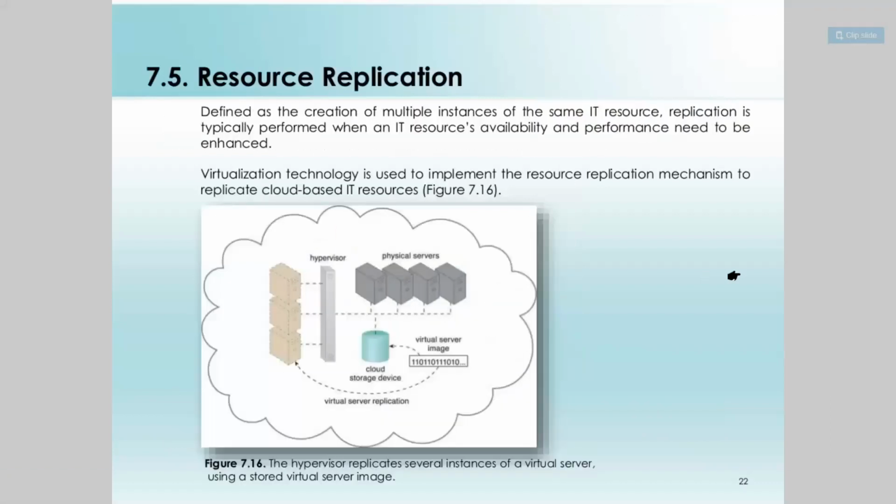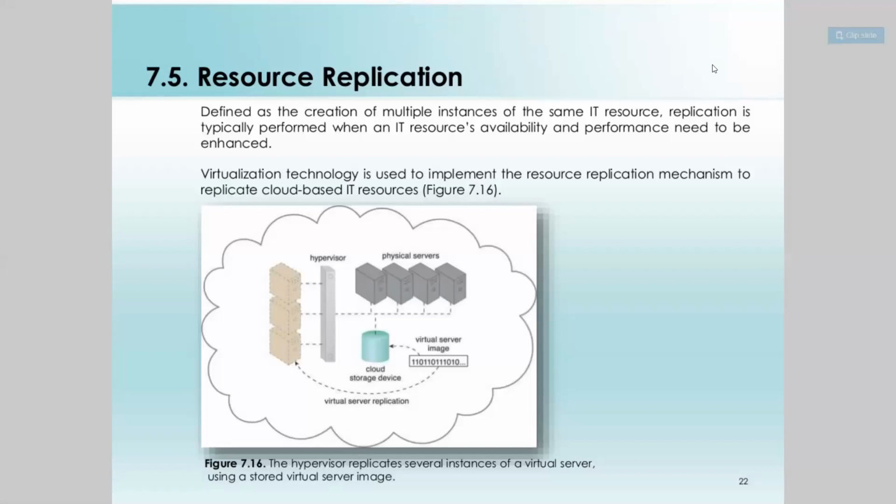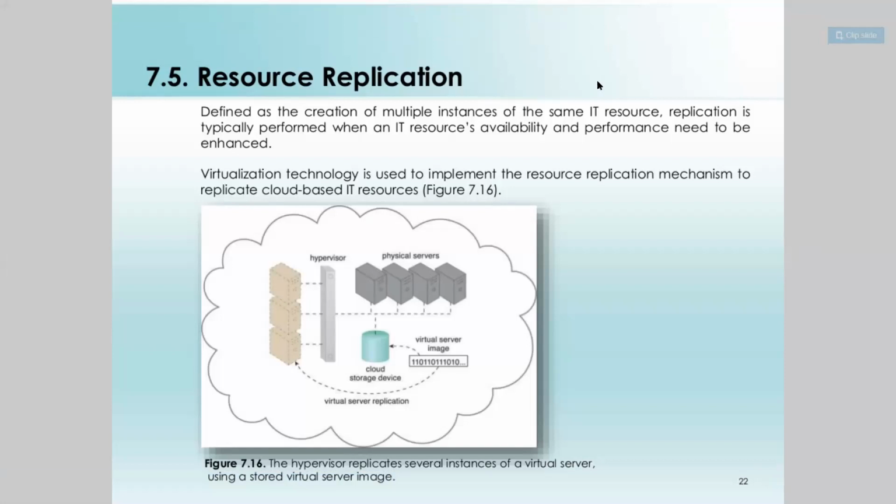So the next topic we have is resource replication. Next, we are moving to the fifth type of example under technology examples, that is resource replication. Basically, the word itself, resource replication, means what? Whenever you are replicating, or you can say duplicating, your resources, it is called resource replication. Whenever you are creating multiple instances of the same IT resources, that is usually called replication.